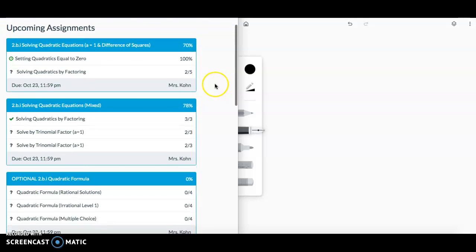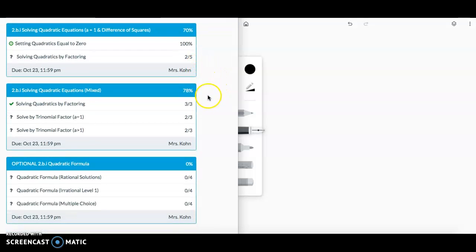All right, in this video, I'm going to take you through the optional DeltaMath assignment 2.b.i quadratic formula, and I'm going to show you how to do a couple of each of these problems. So let's click on the first section.